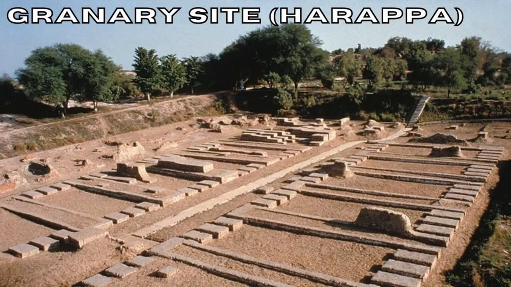Here's a granary site also that they had. A lot of these sites like Harappa and Mohenjo-Daro had granary sites where they stored grain all year round. But a lot of these cities were pretty advanced. They had not just a grid system where roads crisscrossed, but they talk about drainage systems and sewage systems existing at one point throughout a lot of these cities.